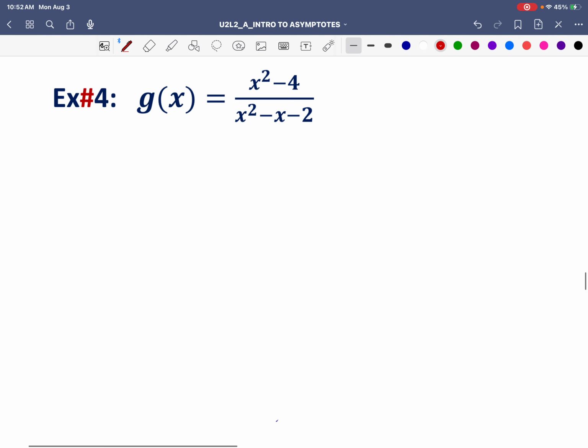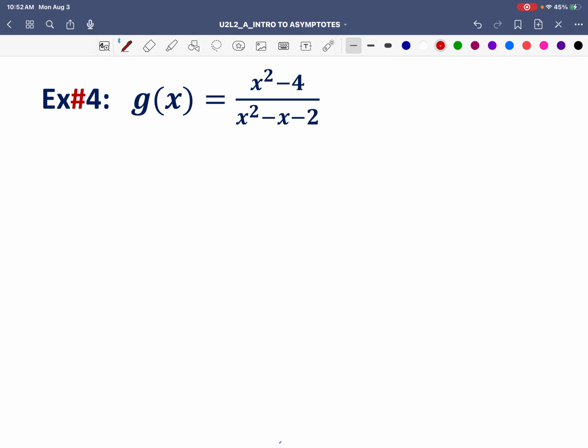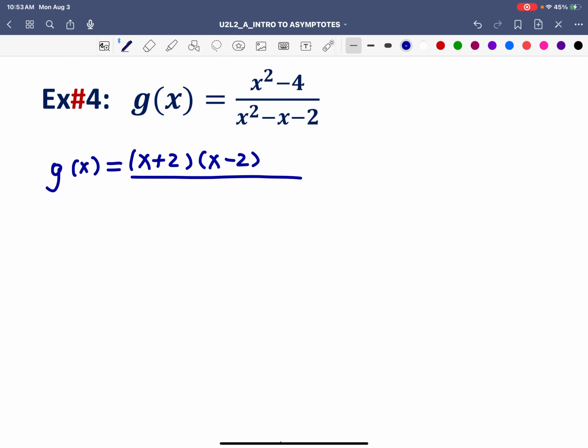Let's move on to the next example. Every example is slightly different. So g(x) equals (x squared minus 4) over (x squared minus x minus 2). So I will try to factor first. The numerator is (x plus 2)(x minus 2), and the denominator in factored form is (x plus 1)(x minus 2).